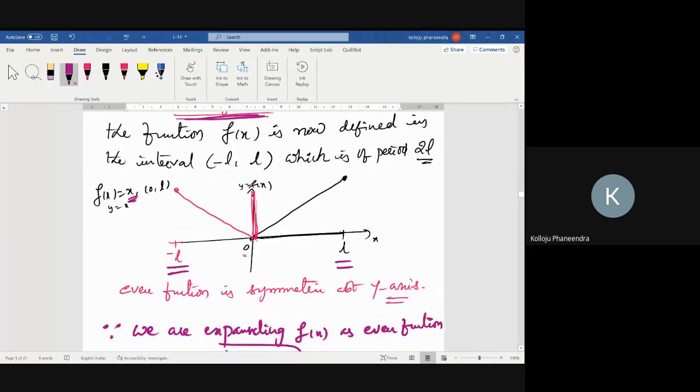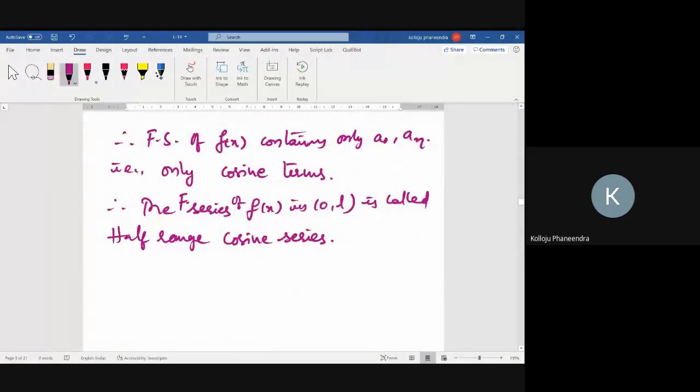Sir, this is f of x equal to x. If I expand this in minus L to L, f of x equal to x is an odd function, isn't it? Now, that is the beauty of this half-range. Forget about the behavior of the function in minus L to 0. I don't require the behavior of the series there. Just to get the Fourier series expansion, to get the period as 2L, I am expanding the function in minus L to 0 as an even function.